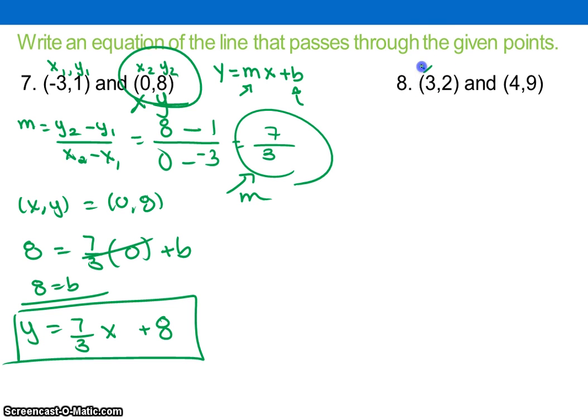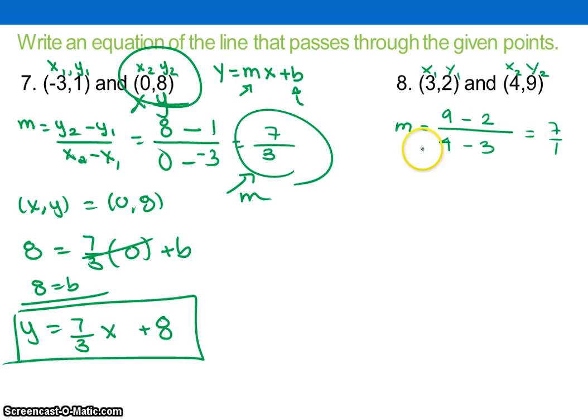First, make sure that you label your X and your Y. I give the first one the 1s and the second one the 2s. Plugging into the slope formula that Miss Hygra gave us, we will plug in 9 minus 2 over 4 minus 3. Simplifying, Miss Hygra, I get 7 over 1. What do you think about that?